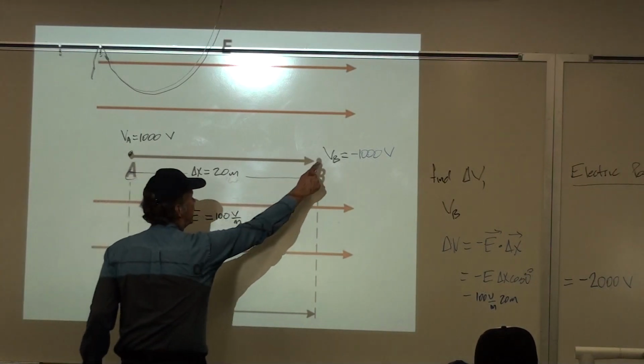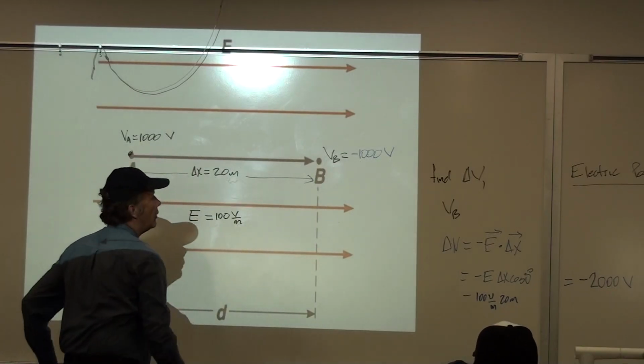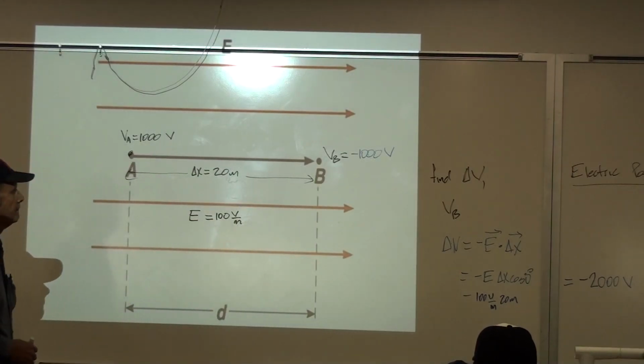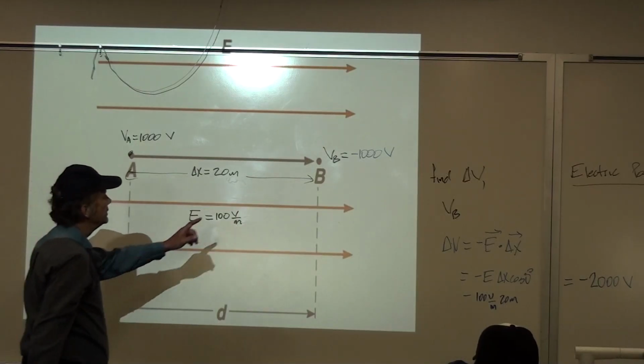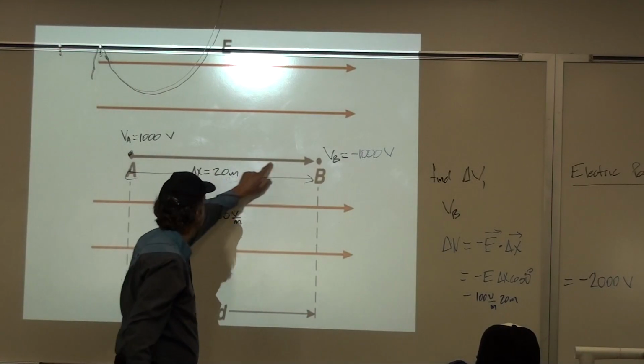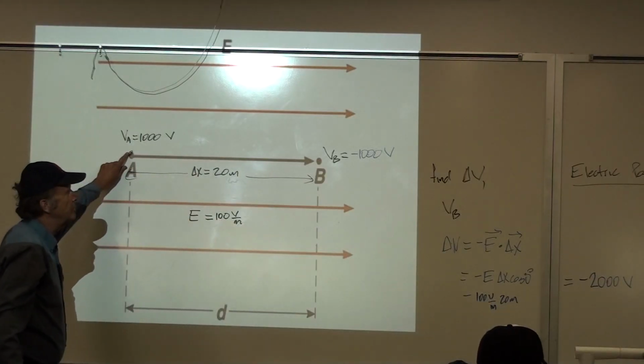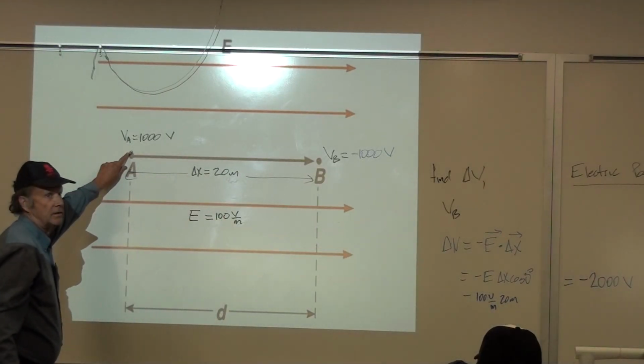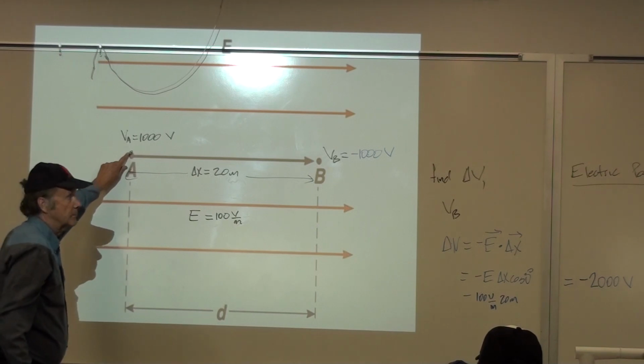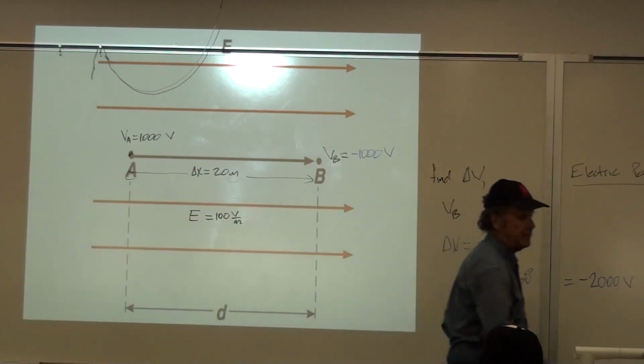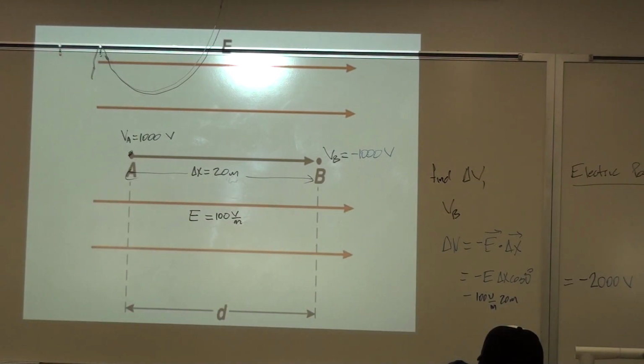So if we're going this way, from negative to positive, what would delta V be? Positive 2,000, good. And that would make sense because we'd be going from minus 1,000 to plus 1,000, so that would be an increase of 2,000. So that would make sense either way. Okay, so that is a basic idea if the electric field is constant.